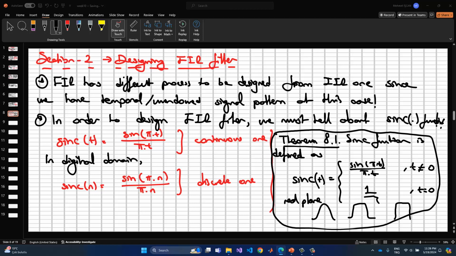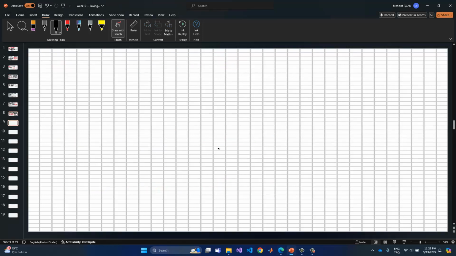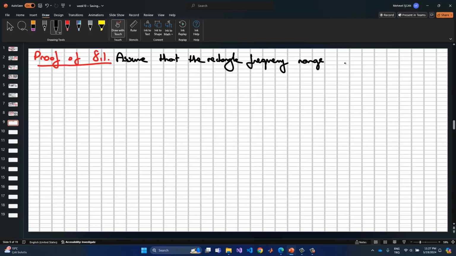and so we need to prove that. In order to understand the importance of this function, the proof can be given by Theorem 8.1. Firstly, assume a rectangular frequency range pattern like this one.